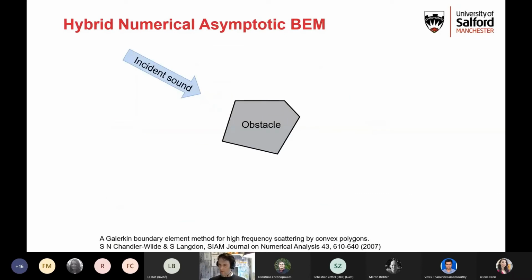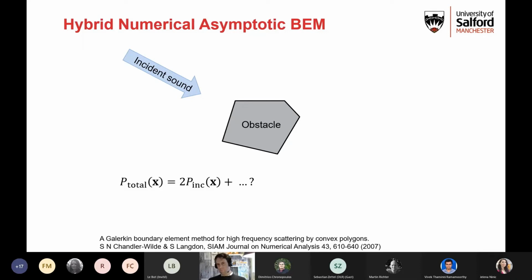This is from 2007 from Sam Chandler-Wilde and Steve Langdon, who were then at Reading. And if you've got an obstacle in sound, what will you do? Well, on these illuminated faces, you're going to get roughly pressure doubling. That's what happens at a planar boundary. So we'll put that in first of all. The question is then, what should the other terms be? And I was talking about waves off the faces, but actually they can be found by integrating this 2p-inc term. That's the basis of the physical theory of diffraction.